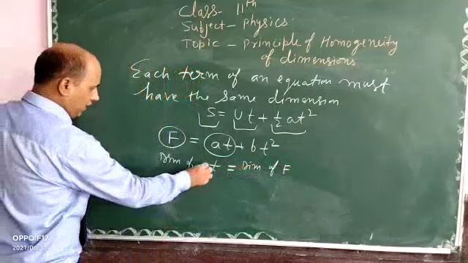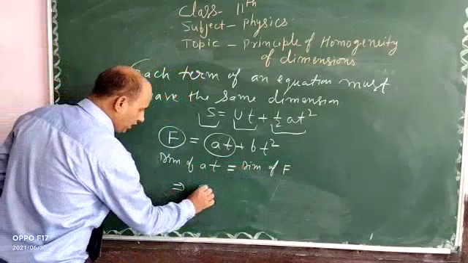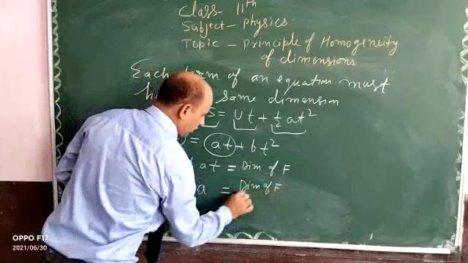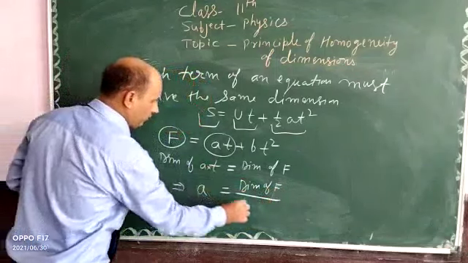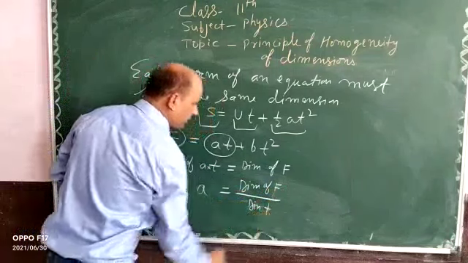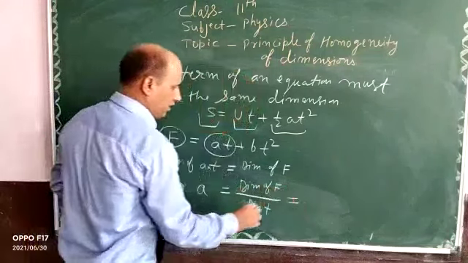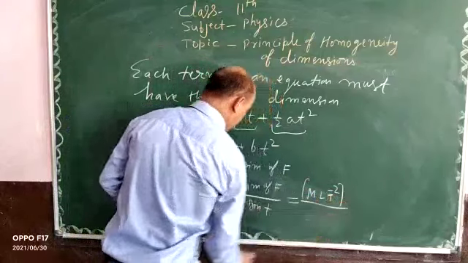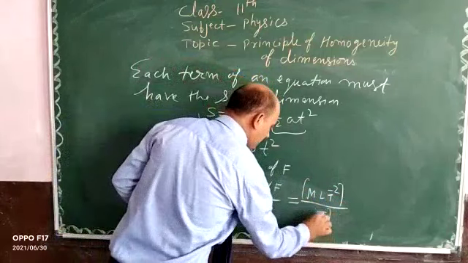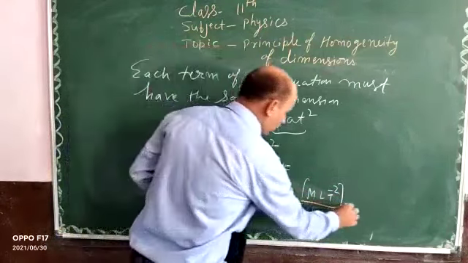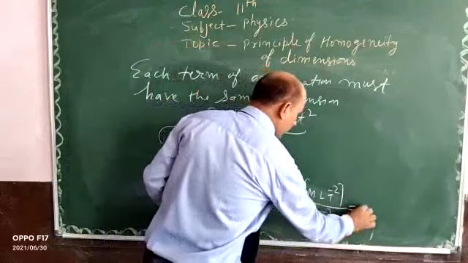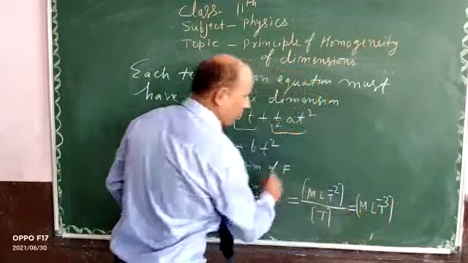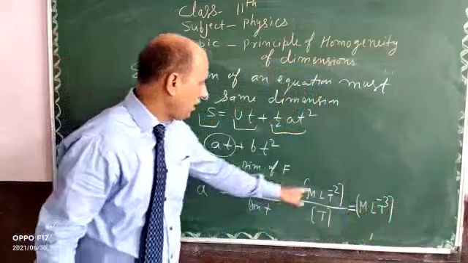We have to find out the dimension of a. So the dimension of a must be equal to the dimension of force upon the dimension of t. We know the dimension of force is MLT minus 2, and the dimension of t is capital T. After solving this, we have the dimension of a equal to MLT minus 3, as the exponent becomes minus 3.